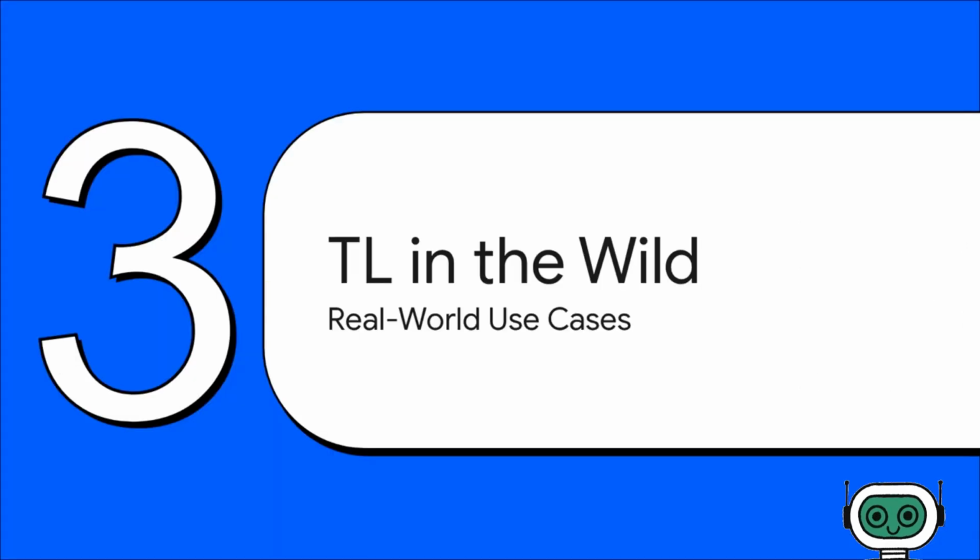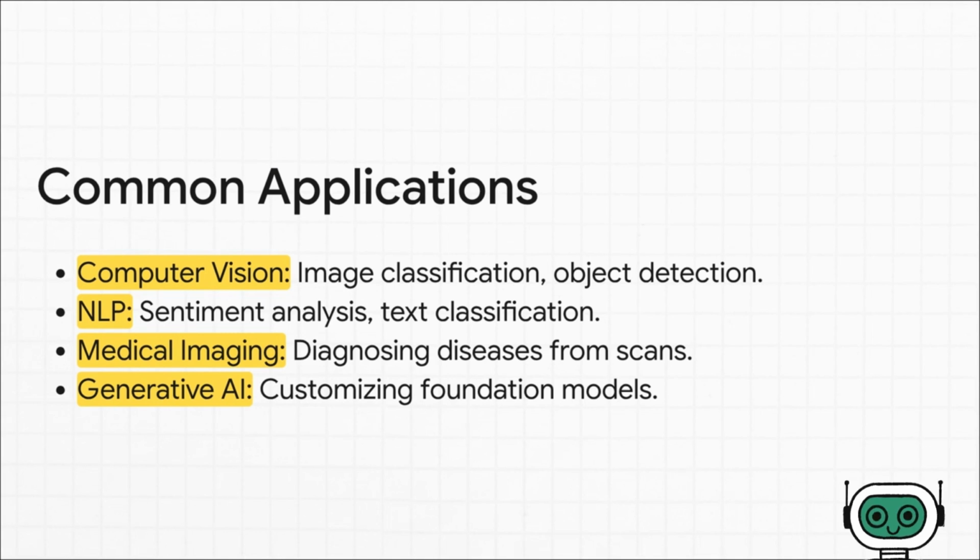So where do we actually see this being used? Well, the short answer is pretty much everywhere that machine learning is used today. It is the standard operating procedure in computer vision for things like object detection. It's absolutely fundamental to modern NLP for tasks like sentiment analysis. It's used in super critical areas like medical imaging to help diagnose diseases. And really, it's the very basis for how we customize today's large generative AI models for specific uses.